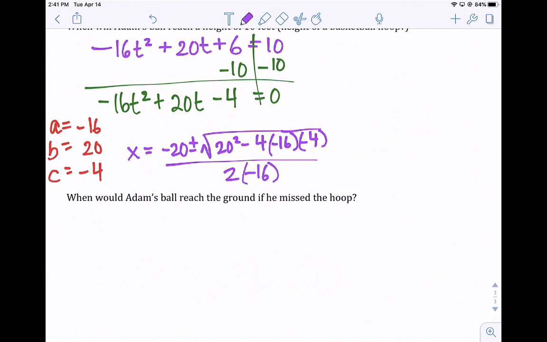Okay, and then I told you to minimize the error. You should get these three numbers right here. So that's what I'm going to do. So I have negative 20 plus or minus the square root, and then I'm going to type in 20 squared minus 4, parentheses, negative 16, parentheses, negative 4.